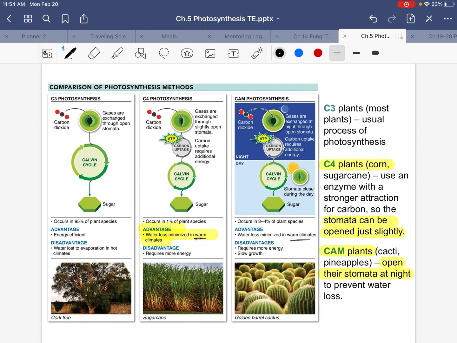In our CAM photosynthesis, we specifically read about their stomata being open only at night. They're closed during the day. And our C4 is another way. They are just slightly opened, but either way, it's to reduce water loss.